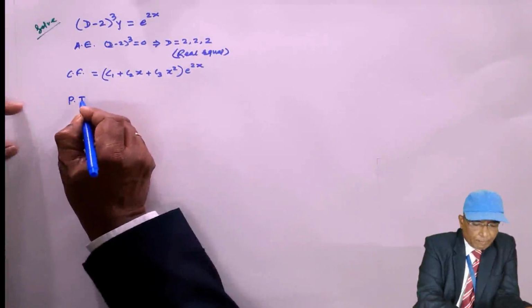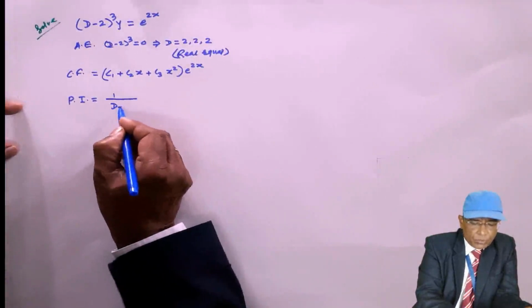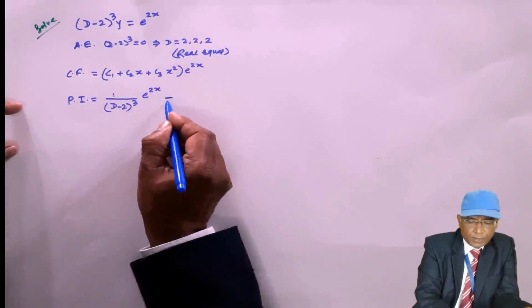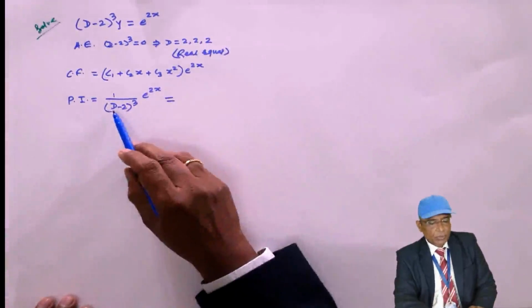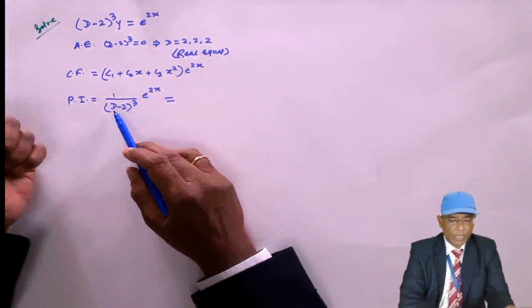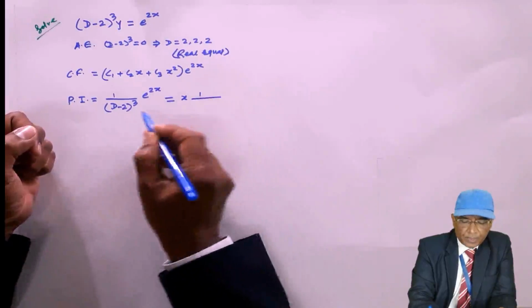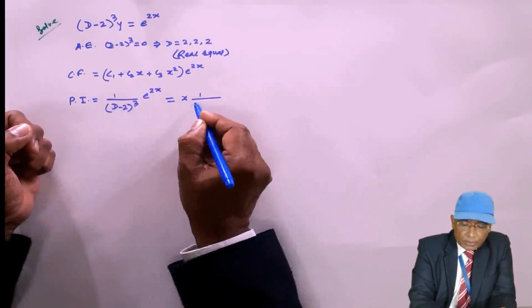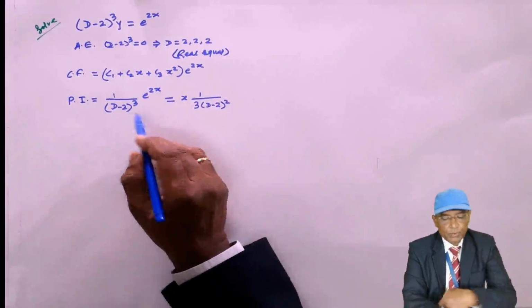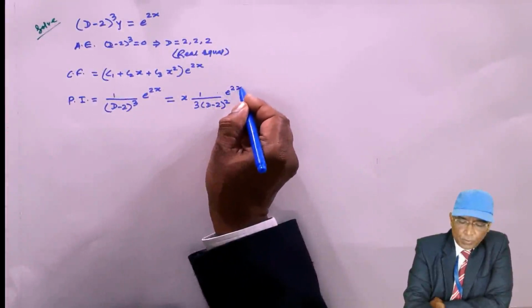Now, particular integral. Operate this operator on this: 1 by (d minus 2) cube e to the power 2x. Okay. Now, if you put d equal to a, d equal to 2, the 2 minus 2 will be 0. I am getting 0 in the denominator. So what to write? Write down x outside of the operator and take the derivative of the denominator separately. The derivative of (d minus 2) whole cube is 3(d minus 2) square. e to the power 2x is inside the operator.